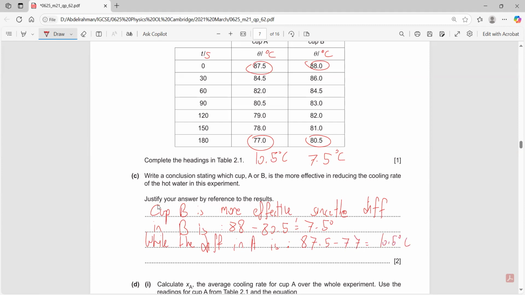Whenever it says justify your answer by reference to the results, you have to write down the results which are given in the table. You have to write down the difference between these results, okay?